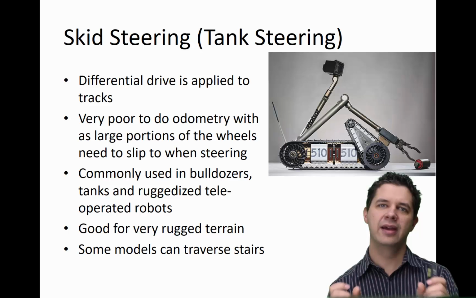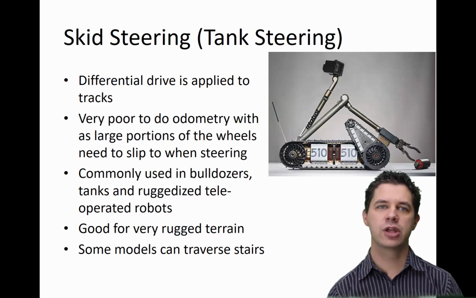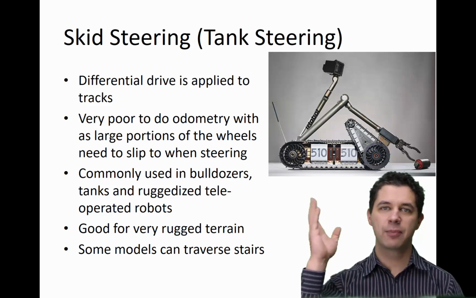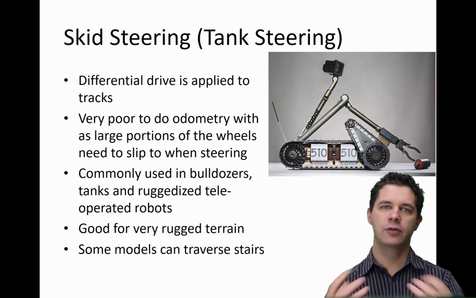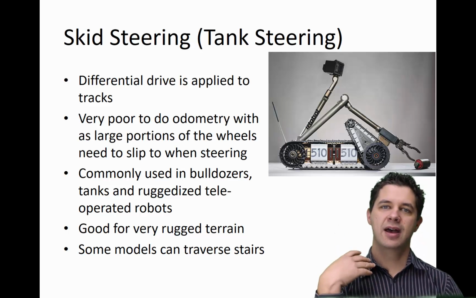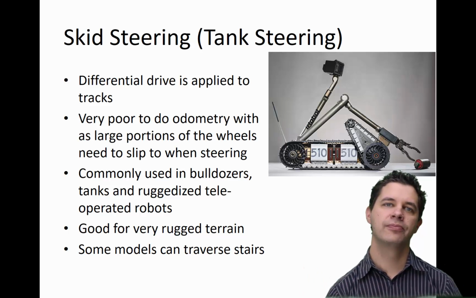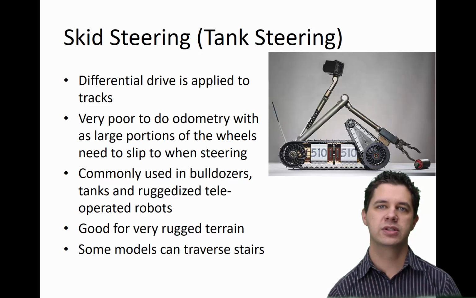And there's a huge area that we're trying to do that over as well. These are commonly used though in bulldozers and tanks and ruggedized teleoperated robots like the PackBot 510 up there. These are very good for rough terrain and getting over all those bumps and things like that. And some models like this one, which has an articulated second set of tank treads as well, allow it to drive directly upstairs and encounter all sorts of difficult terrain.